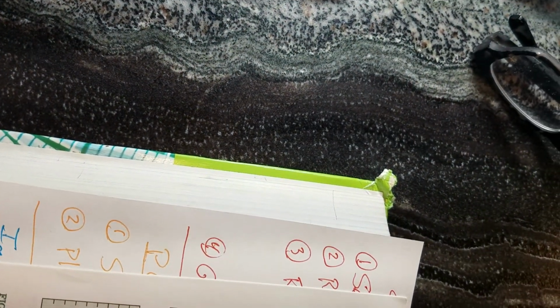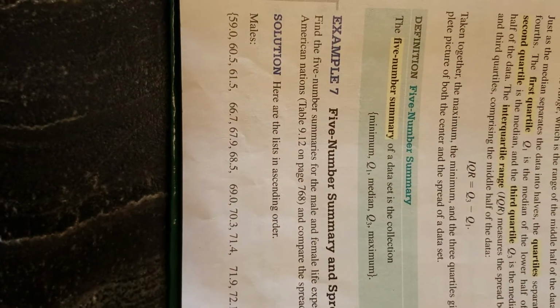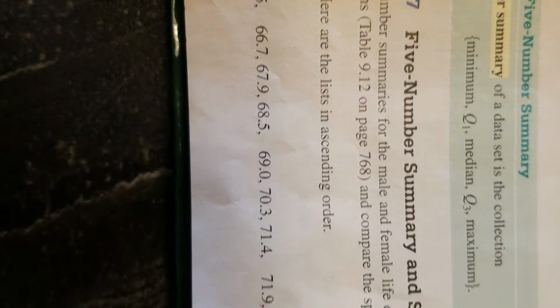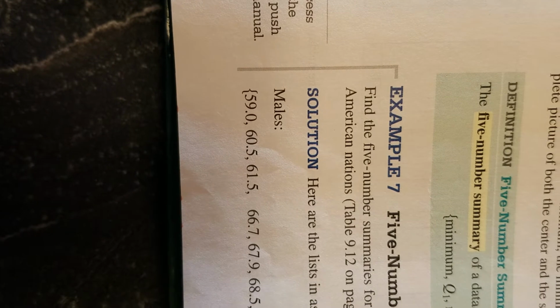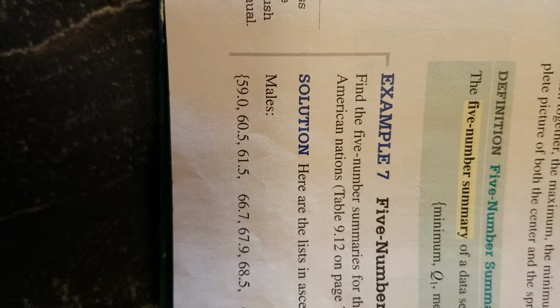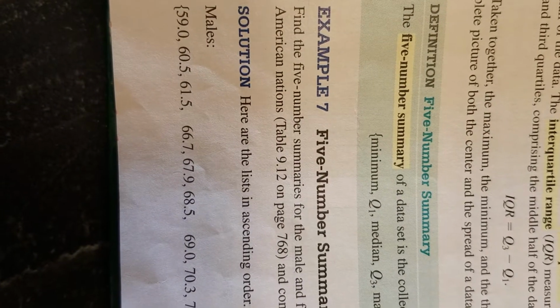One page, to this number 7. They give you some numbers. Here are the males, and then on the next page they have some females. What these are is the average lifespans of males in different South American nations.